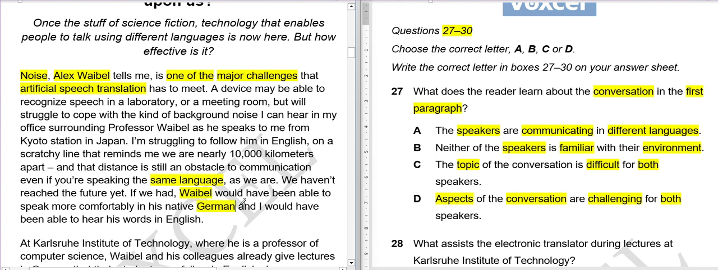So Webel would have been able to speak in German, and the other person would be able to understand in English.